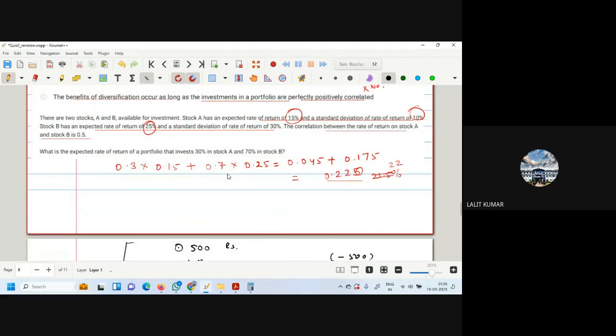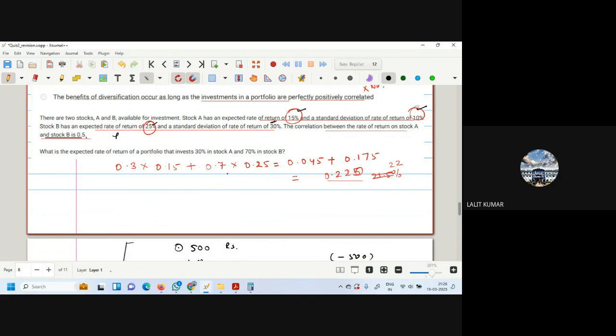Now we come to the next one. There are two stocks A and B available for investment. Stock A has an expected rate this, standard deviation is this. Stock B has an expected rate this, standard deviation is this. So they both are risky because they both have standard deviations. The correlation between the rate of return on stock A and stock B is 0.5. So they have given the correlation.